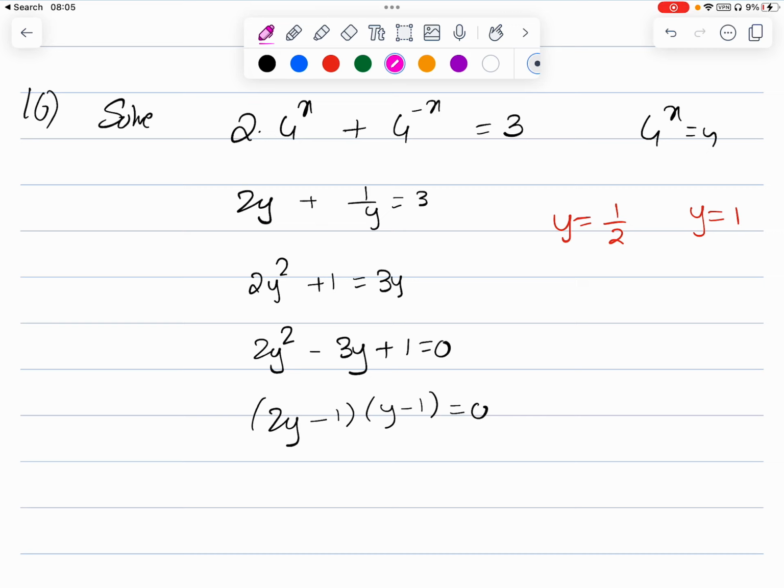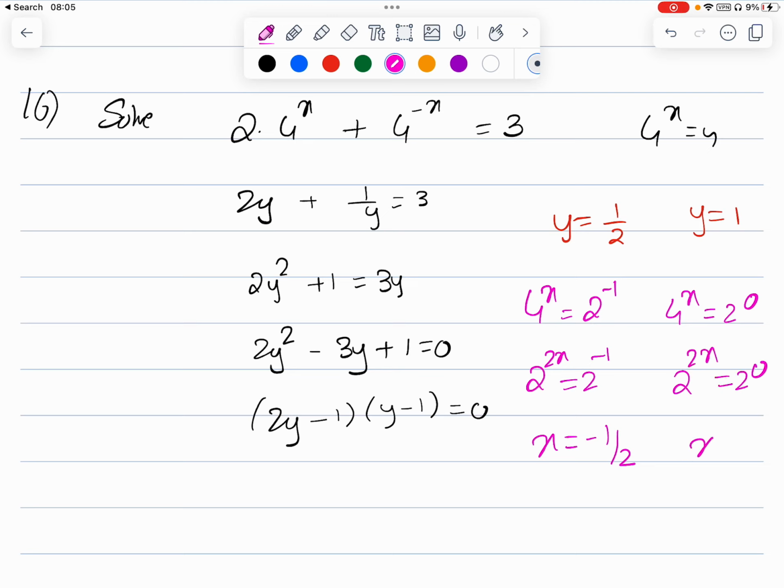But what is y? y is 4 power x. 4 power x equals 2 power negative 1, and 4 power x equals 2 power 0. 4 is 2 power 2. So 2 power 2x equals 2 power negative 1. This gives me x equals negative 1 upon 2. And 2 power 2x equals 2 power 0 gives me x equals 0. Now that's 16 question part A.